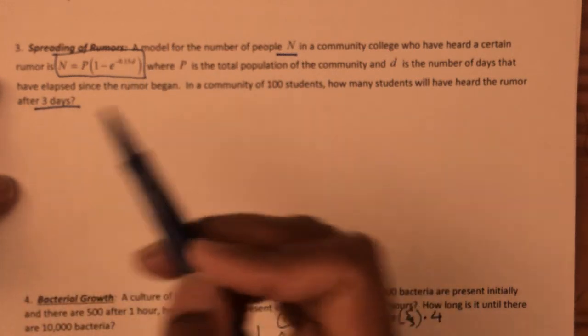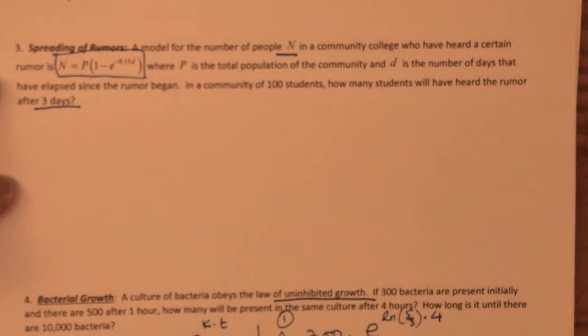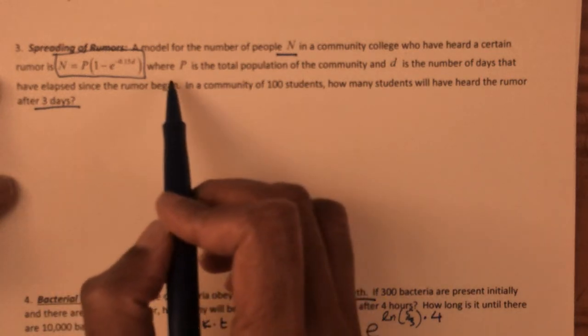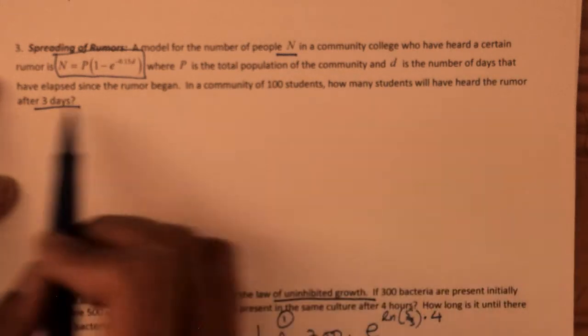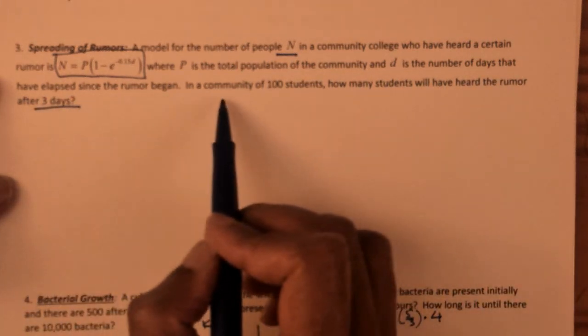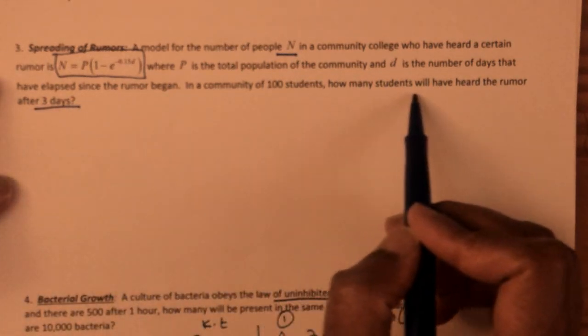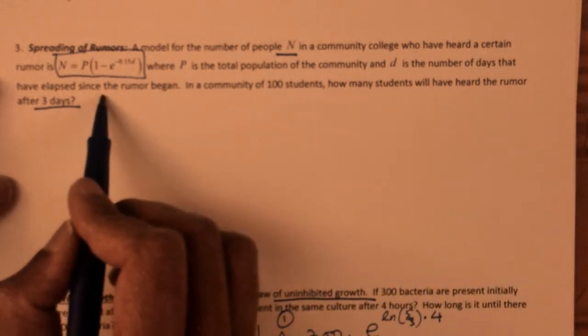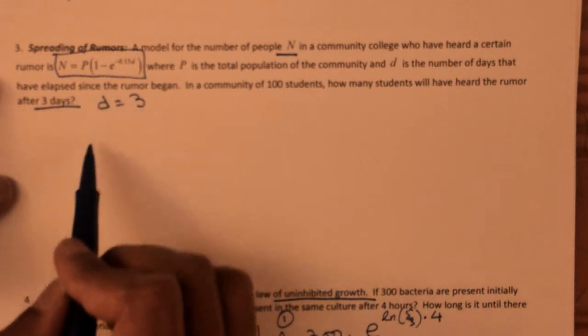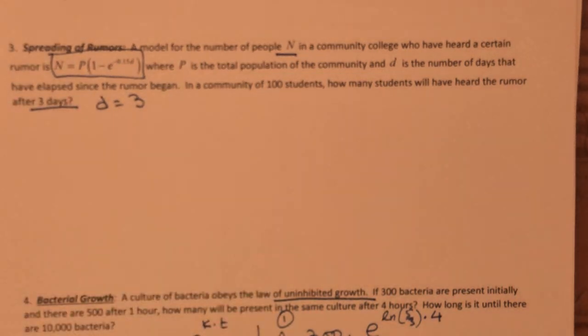Because as the days go by, initially the rumor spreads fast, but as the days go by, it becomes smaller and smaller. Where P is the total population of the community and d is the number of days that have elapsed since the rumor began. In a community of 100 students, how many students will have heard the rumor after 3 days? So basically d equals 3. So all I'm going to be doing is substituting d equals 3. So let's go ahead and do that.